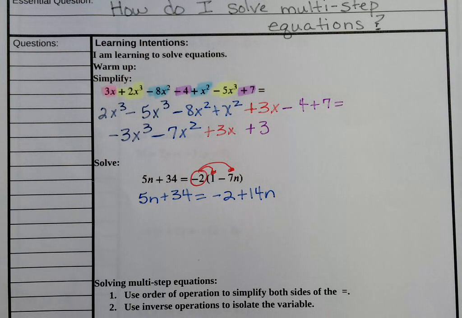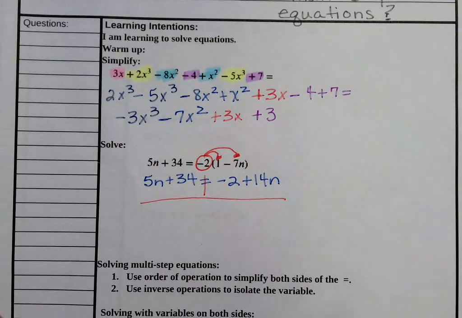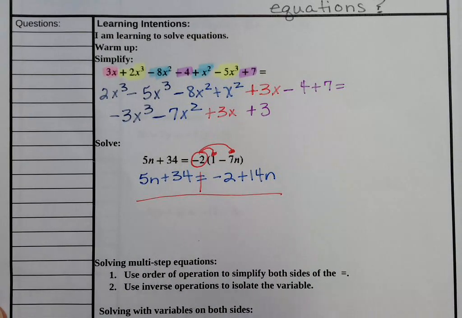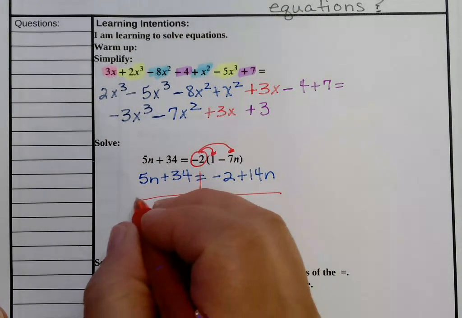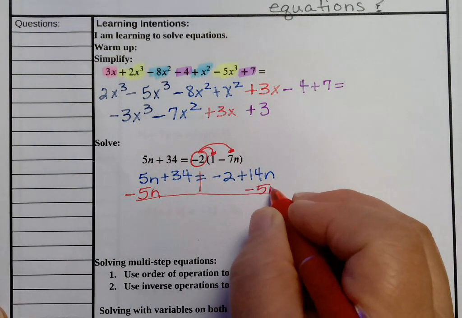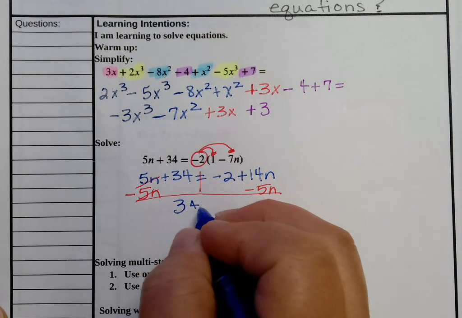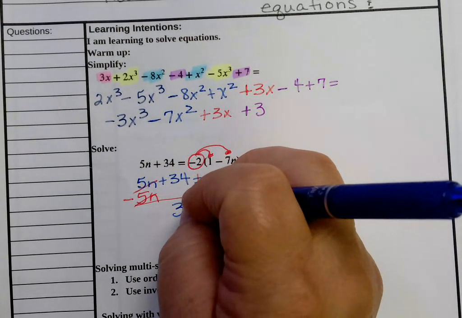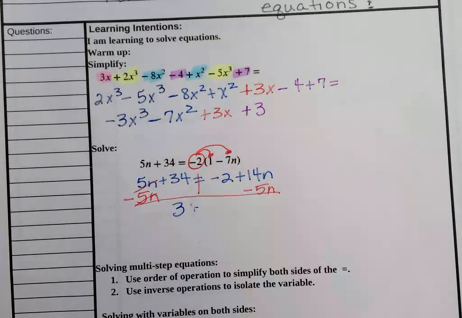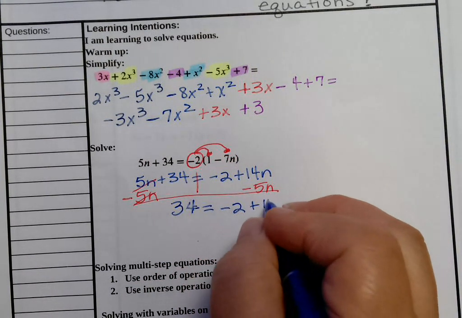Okay, draw your line. I always have you deal with the variables first. Step 1, identify which is the larger variable, 5n or 14n. 14n is correct, so I'm going to subtract 5n from both sides. 5n minus 5n is 0. 34 equals negative 2 plus 14n.